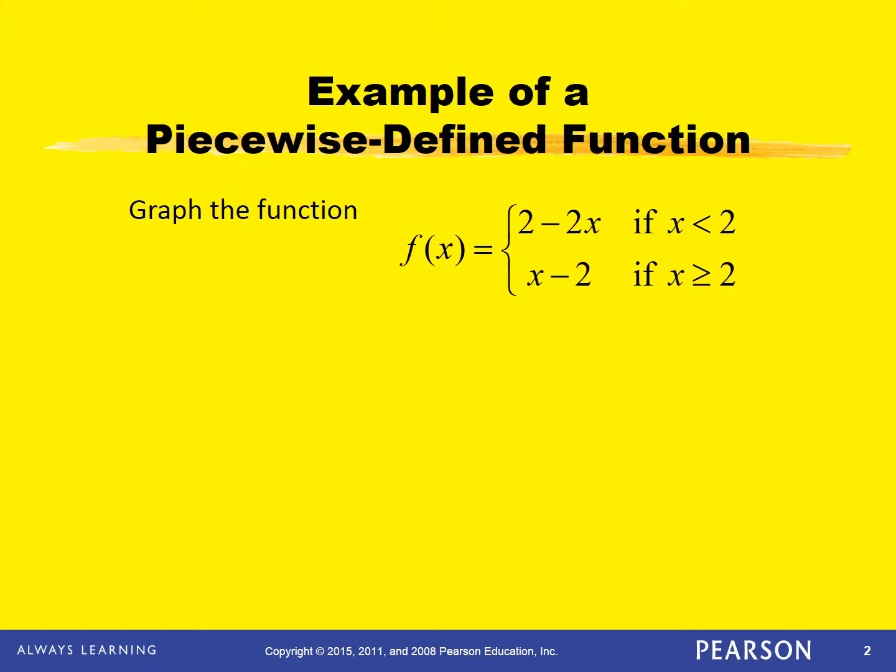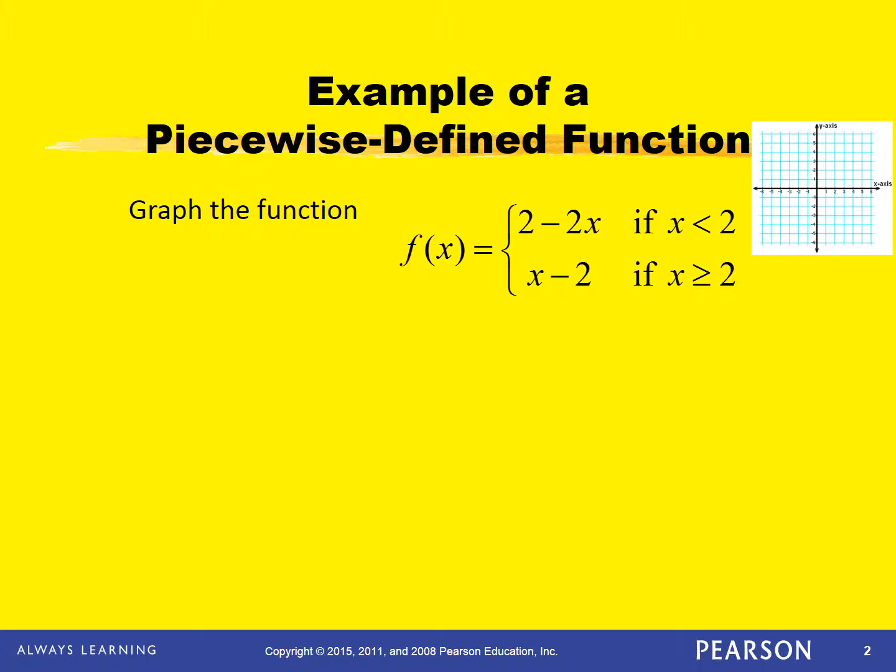Example: 2 minus 2x is going to be the rule on the left, that is to the left of 2, and x minus 2 will be the rule on the right, that is if x is greater than or equal to 2. It's helpful to imagine, what if you didn't have the ifs? What are the full graphs that we're going to smash together look like?